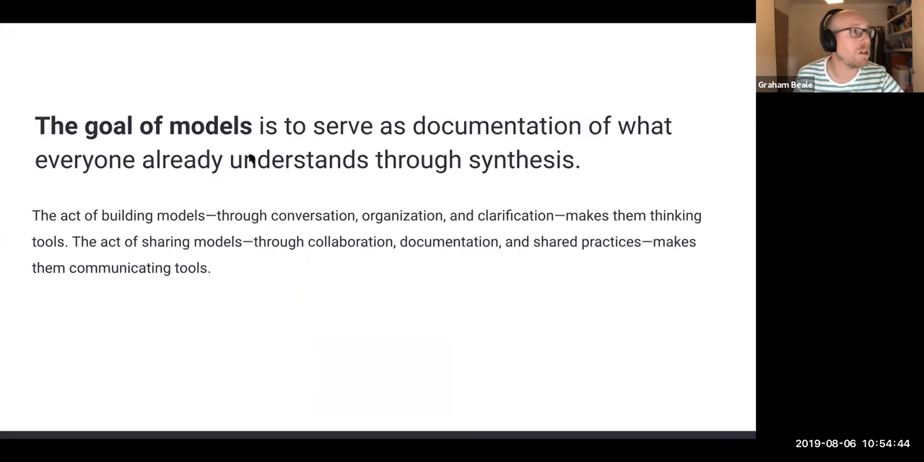Cool, so we'll briefly talk about user models. The goal of models is to serve as documentation of what everyone understands through synthesis. So what you are attempting to do is bring together all this information in a diagrammatic format that is very easy to understand, that is very accessible. The act of building models through conversation, organization, and clarification makes them thinking tools. The act of sharing models through collaboration, documentation, and shared practice makes them communication tools.